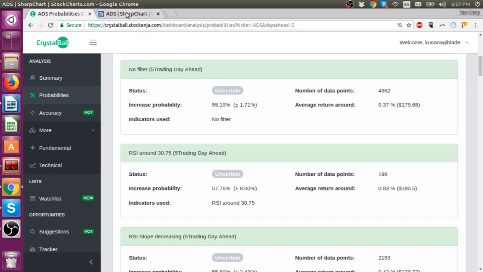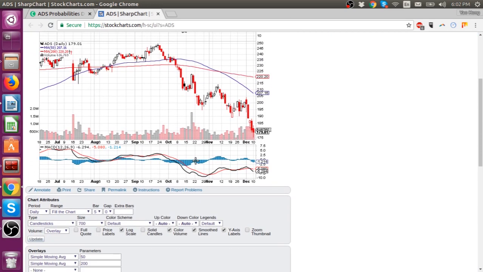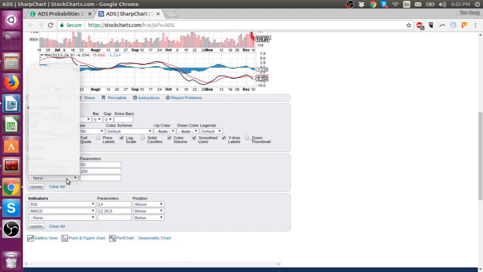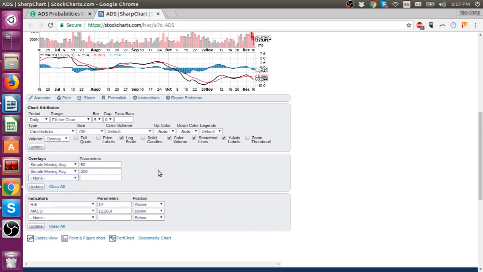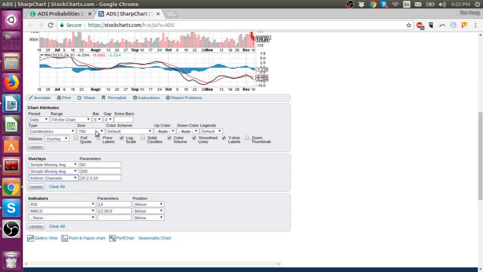So let's move on and talk about Keltner channel. So first of all, you want to enable Keltner channel on the chart. You do this by going to overlays, click on this none thing here, and then click on Keltner channel. Let's make the chart slightly larger.